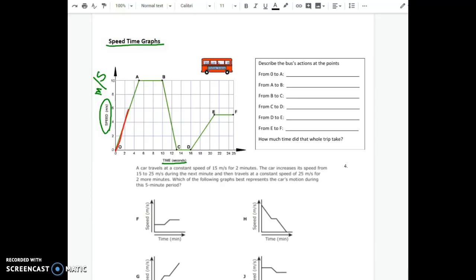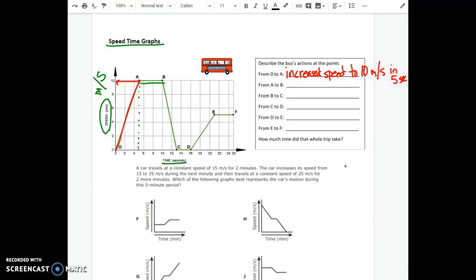From O to A, we went from 0 meters per second to 10 meters per second. So it looks like we increased our speed from 0 meters per second to 10 meters per second, and that took us approximately 5 seconds, because the A is marked halfway between the 4 and the 6 on the x-axis down there.